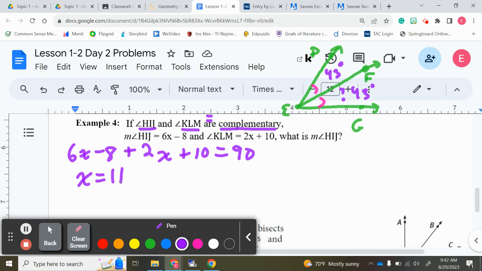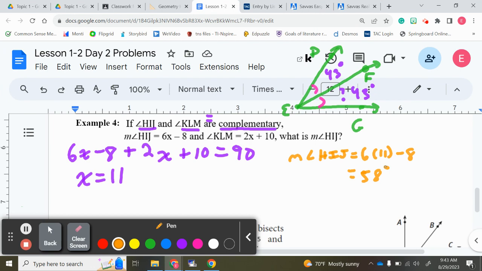All right, now that we have that, they want us to solve for the measure of HIJ, which is this. So the measure of angle HIJ is going to equal 6 times 11 minus 8. So what is the solution here? 58 degrees. Nice job. Any questions that I can address before we move on to example 5?